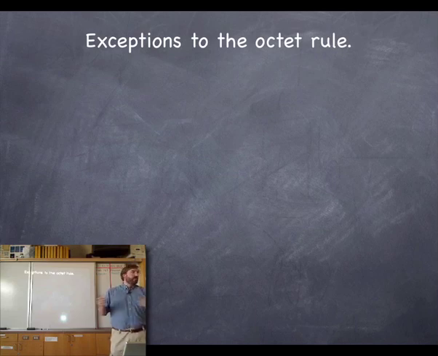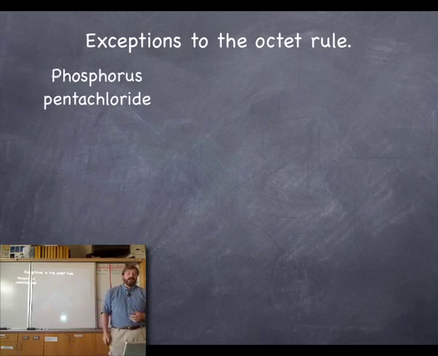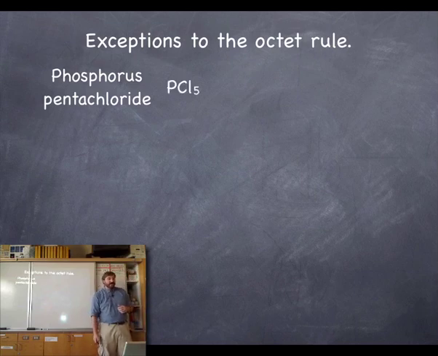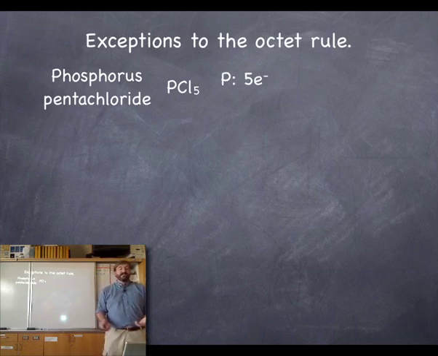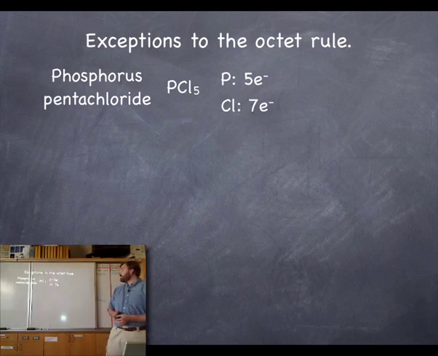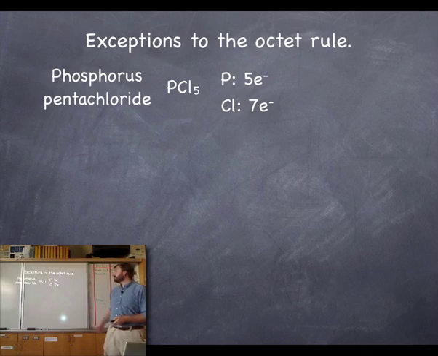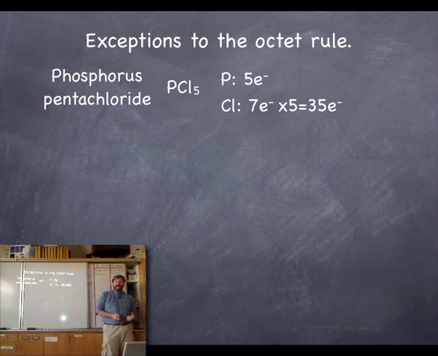So, a prototypical example here is phosphorus pentachloride, PCl5. If we go through and do the system, phosphorus has 5 valence electrons. Chlorine is going to have 7 valence electrons, but we have 5 of them. So altogether that gives us 35 from the chlorines. We have a total of 40 electrons to play around with. And hopefully by now you're starting to get into the flow of this process.